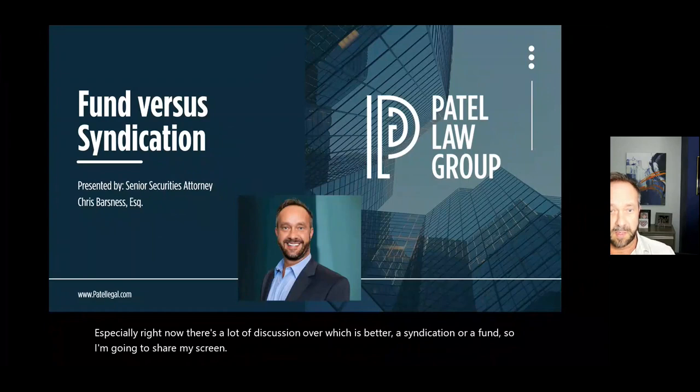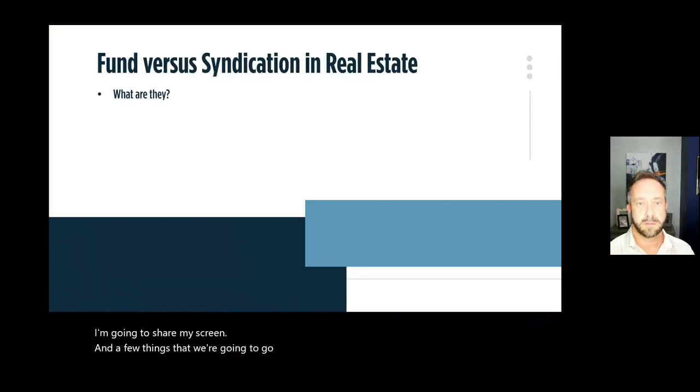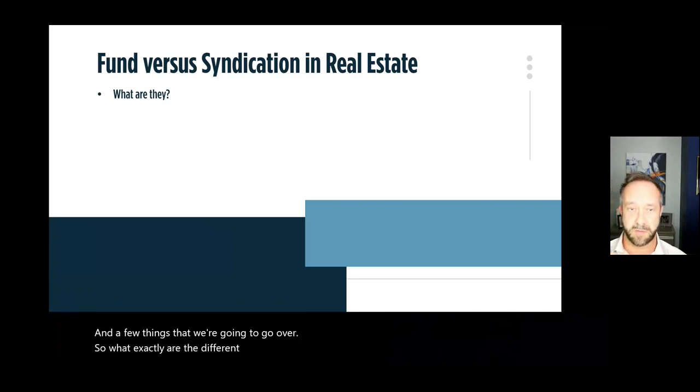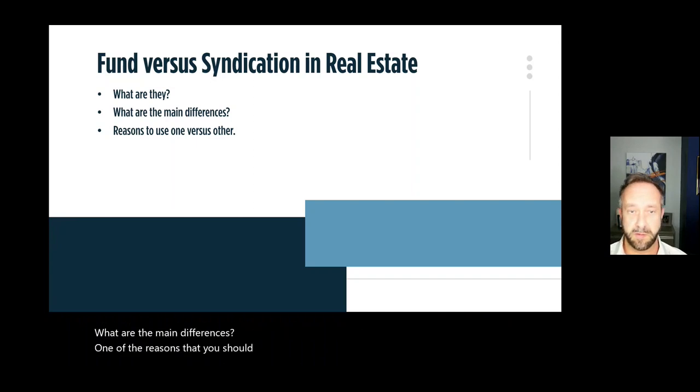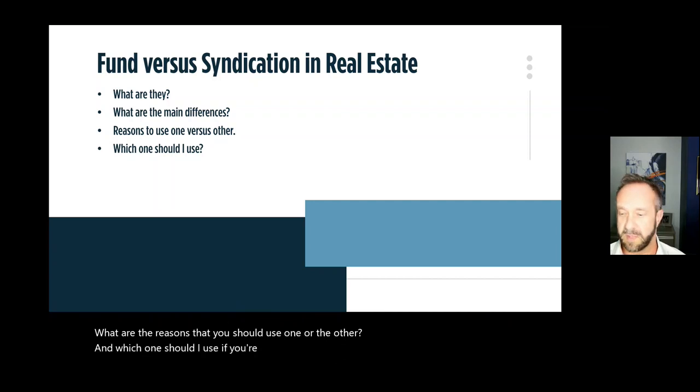And a few things that we're going to go over. So what exactly are the different types? Syndication versus a fund, what are they? What are the main differences? What are the reasons that you should use one or the other? Which one should I use if you're looking to do a potential deal?